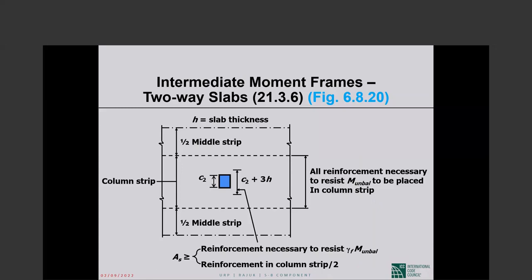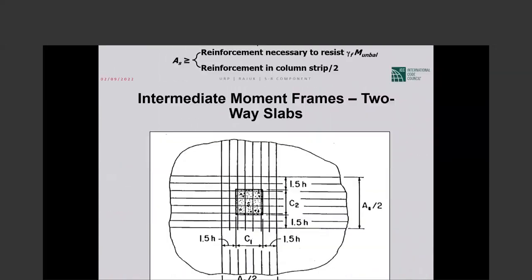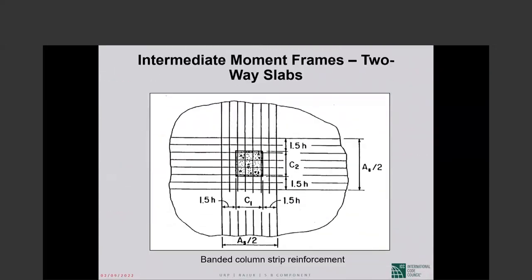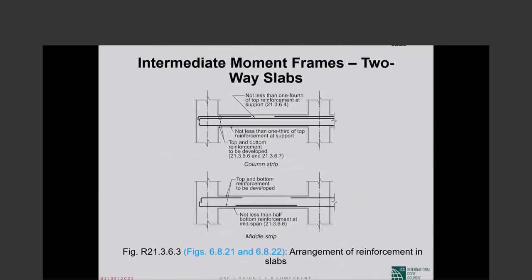In more recent editions of ACI 318, it is called M sub slab. I didn't try to be consistent because that would have been pretty tough. Okay, so what I just said is that at least one half of the column strip reinforcement shall be placed within the narrow moment transfer band.